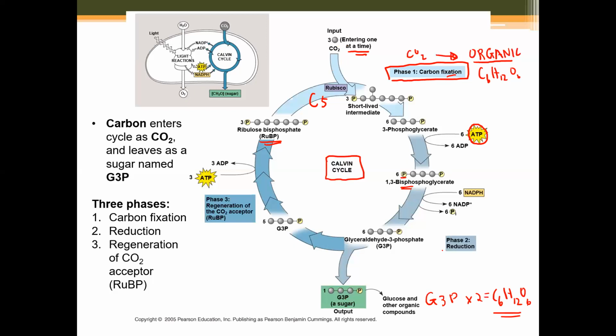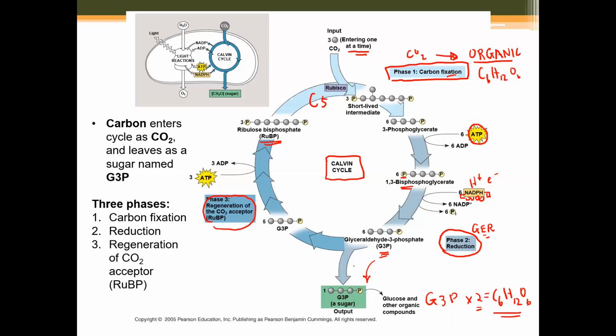So the second phase is reduction. Why do we call it reduction? Because here's my truck, remember? It's going this way. My truck is laden with hydrogen ions and electrons. And when this gains electrons, gain of electrons is reduction. It also gains hydrogen ions, and it becomes this G3P compound. One of those will be used to make glucose. When we combine it with another one, we'll make glucose. And one of them goes on to regenerate the cycle.